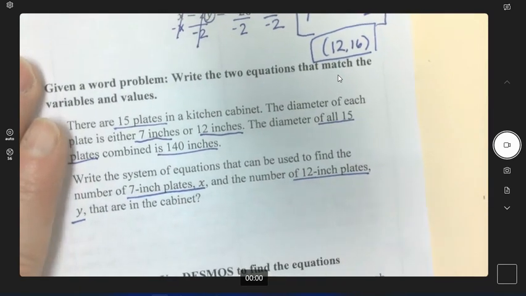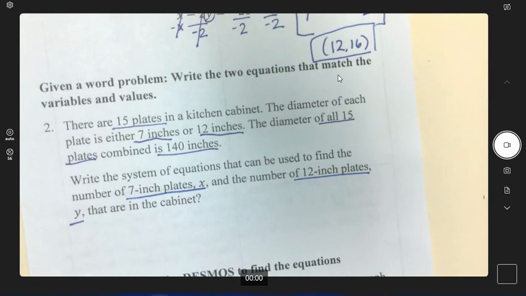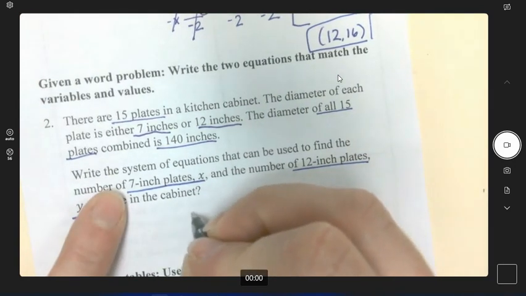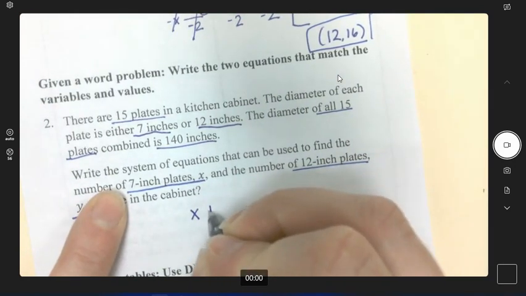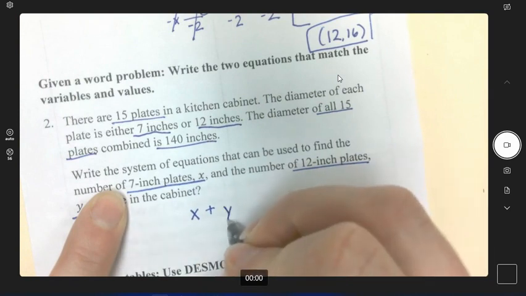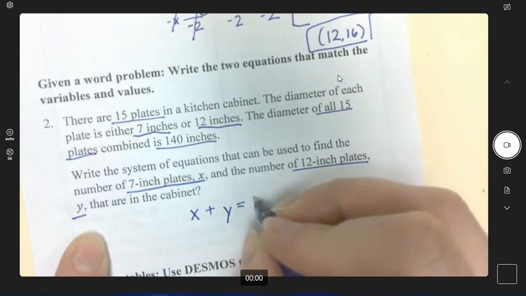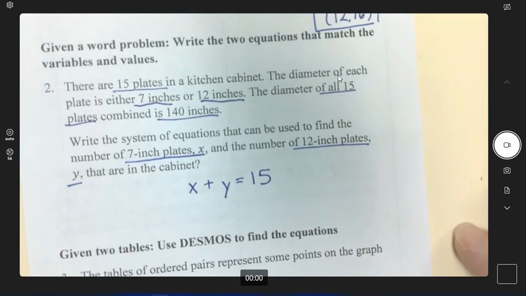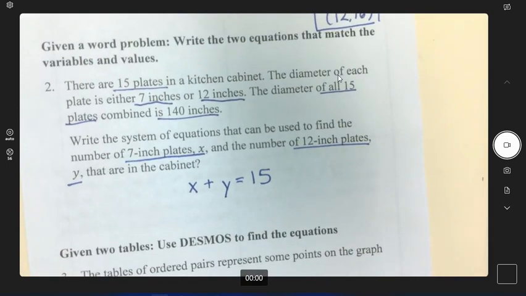So we want to write, remember that how many, how much? We did this back in probably like October, but we have a how many, how much kind of situation. So how many plates? 15. So we're going to say the 7-inch plates X plus the 12-inch plates Y is a total of 15. So that's the how many plates.